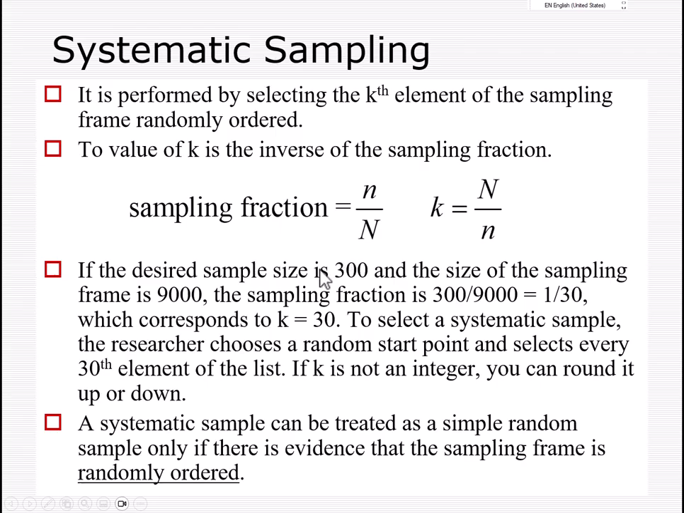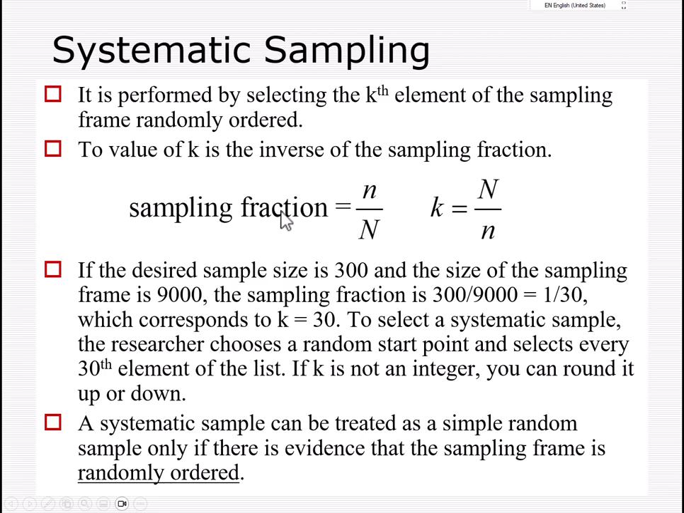Systematic sampling is an algorithm to obtain a simple random sample. Because it's practical, you can use Excel to do this. You have to first randomly order your sampling frame. So if you have a list of names and emails in Excel, you randomly order that list. Then you calculate your sampling fraction, which is the number of individuals in your sample, let's say 300, divided by the size of the population, let's say 9,000.